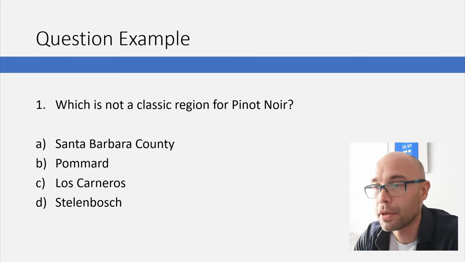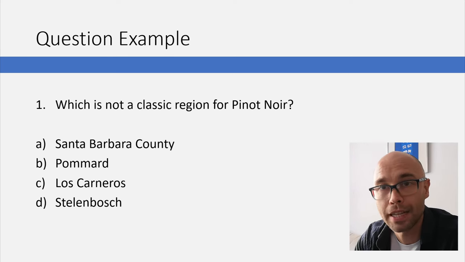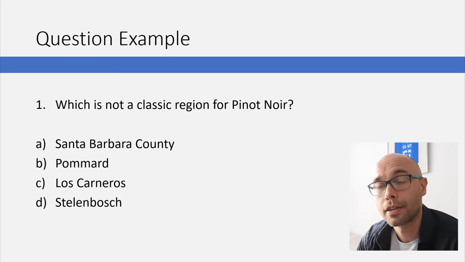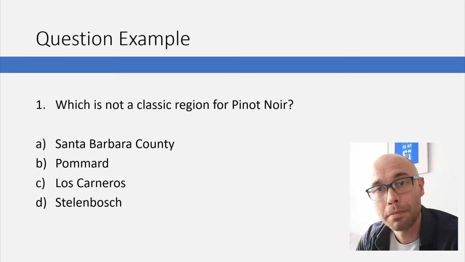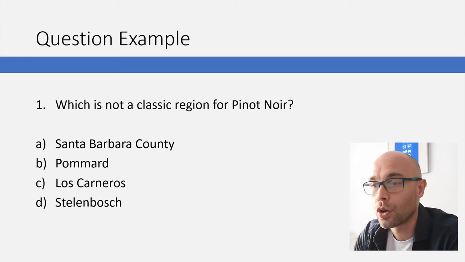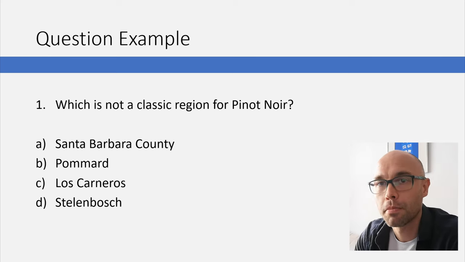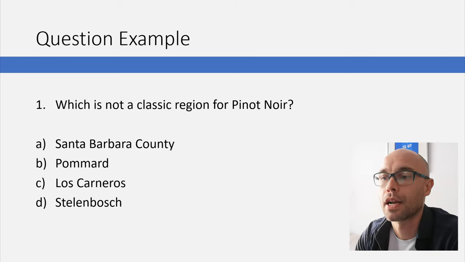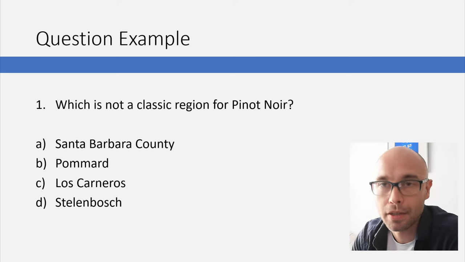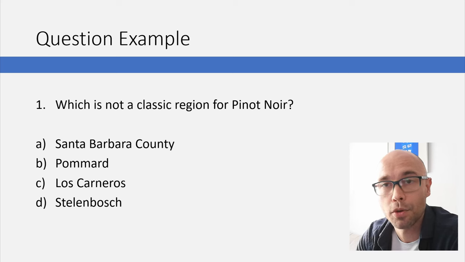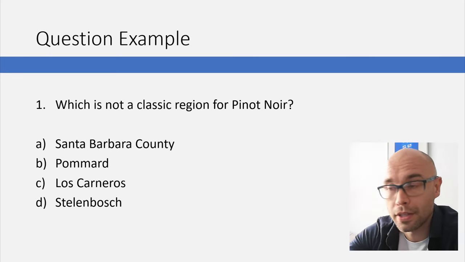Which is not a classic region for Pinot Noir? Santa Barbara County, Pommard, Los Carneros, Stellenbosch. The correct answer is D, Stellenbosch. Sometimes on level 2, you're not going to know the exact answer, but you will know how to eliminate and get to the right answer. So in this kind of question, if you cannot know, for example, whether Pinot Noir is grown in Stellenbosch, but you can remember that Pinot Noir is connected with Santa Barbara County, Pommard, and Los Carneros, then you can know that Stellenbosch is the correct answer in this case.